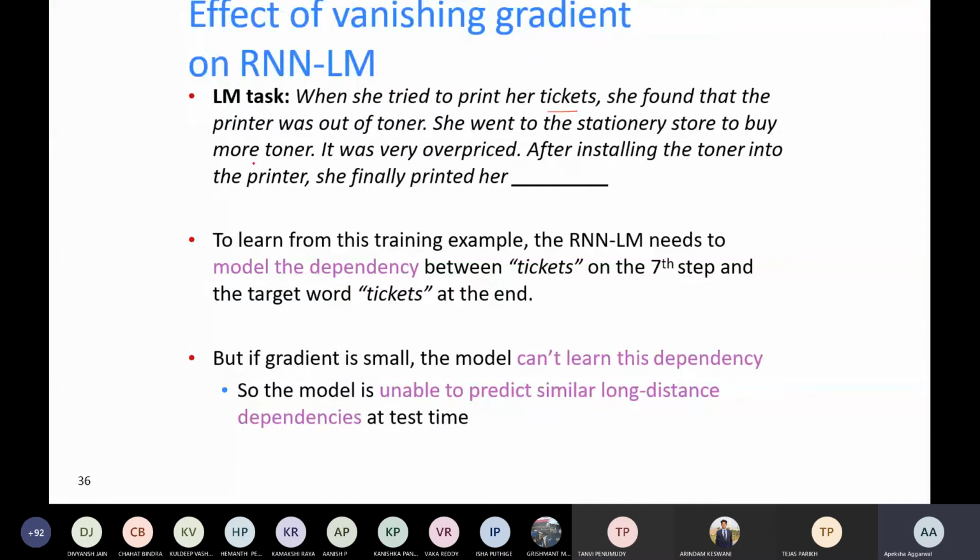So after installing the toner into the printer, she finally printed her what? Now she finally printed her ticket over here. But this word ticket is much previous, so there are so many words in between this whole sentence, right, over here and over here. So if vanishing gradient occurs, because generally it will occur if you have a deeper network, so significance of tickets is lost when a model is trained up till here. Okay, so this is the problem of vanishing gradient.